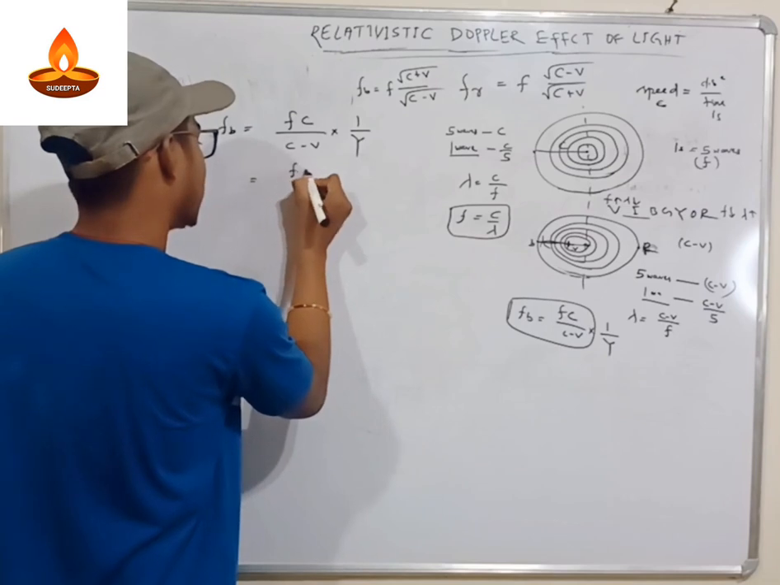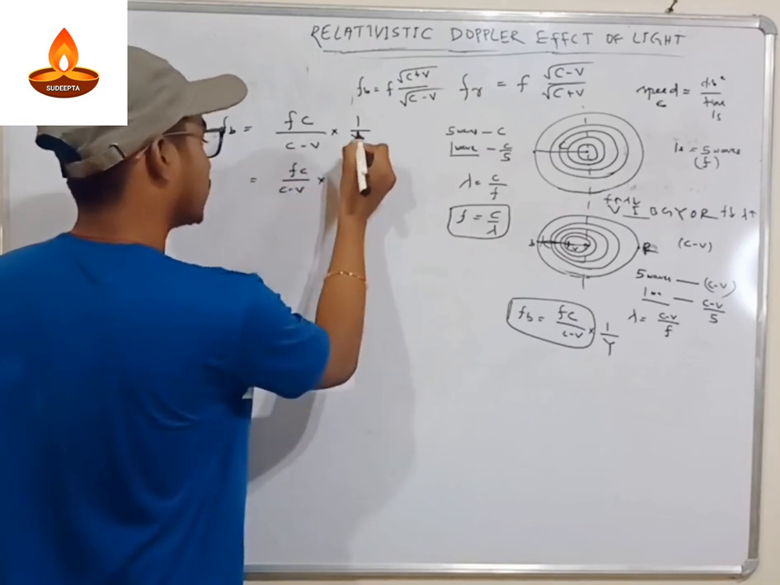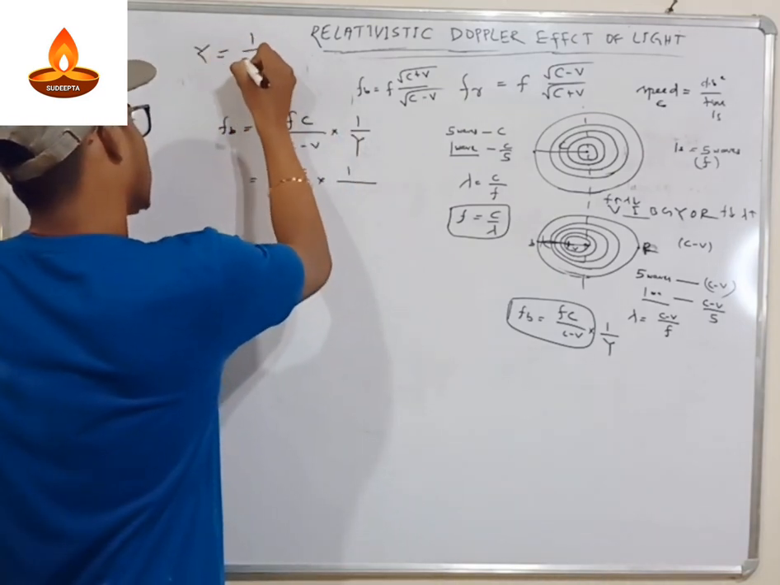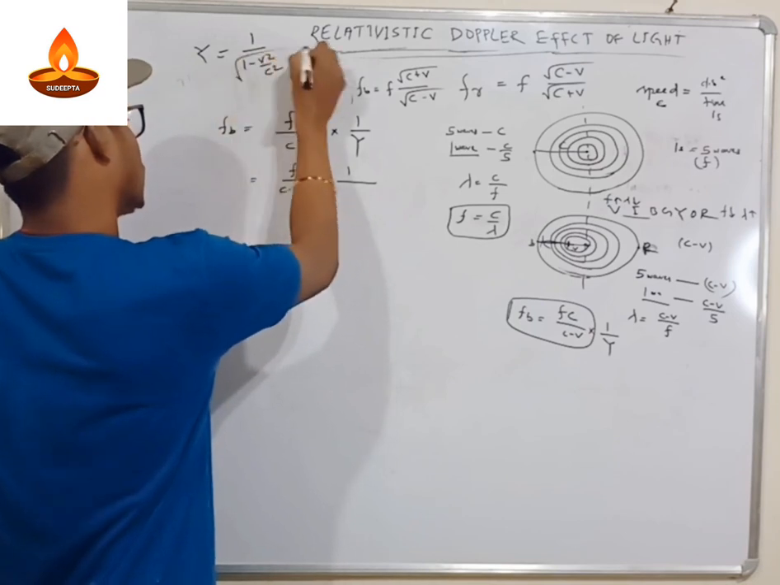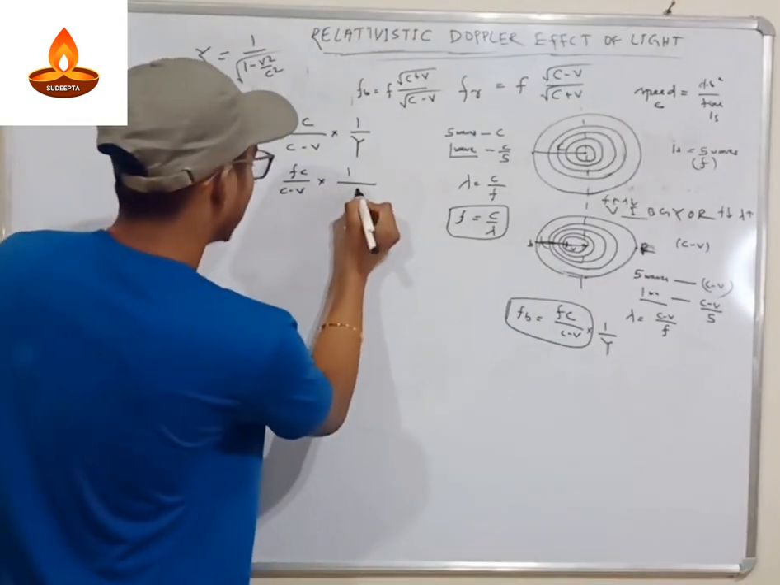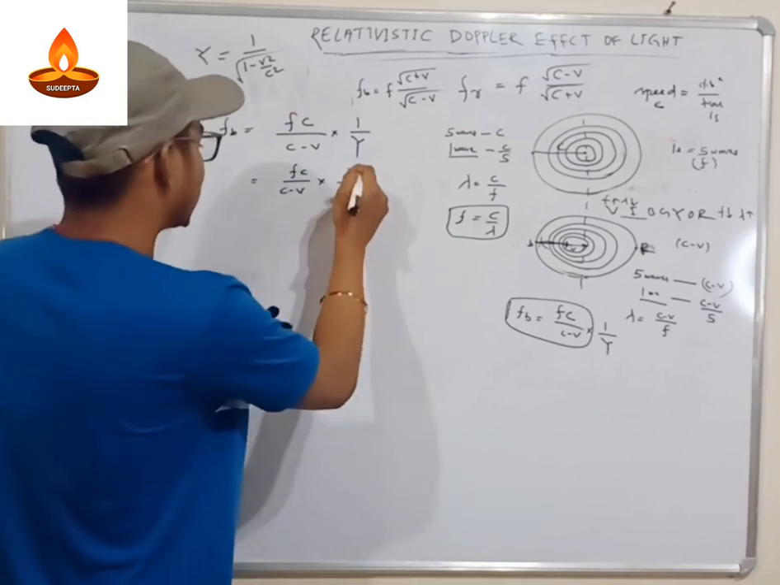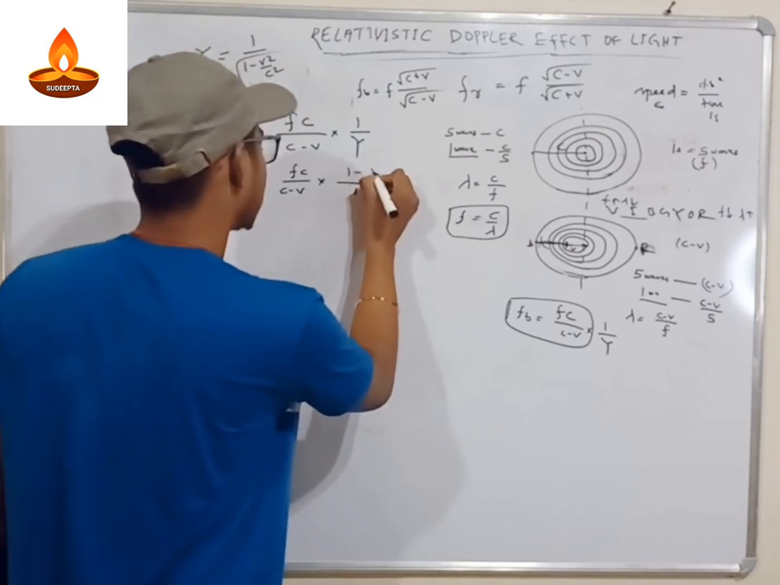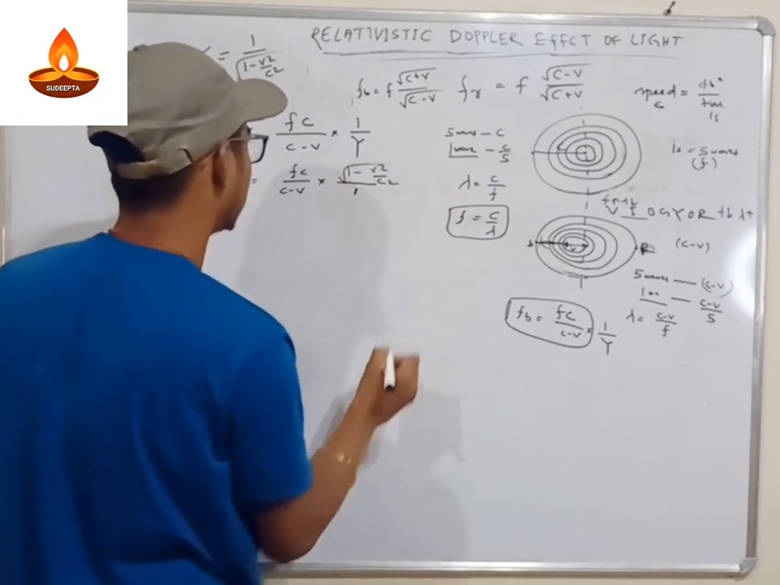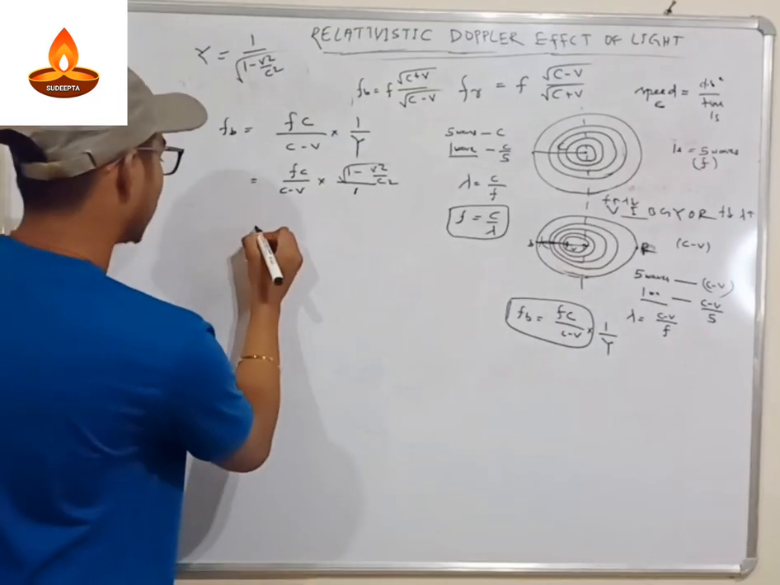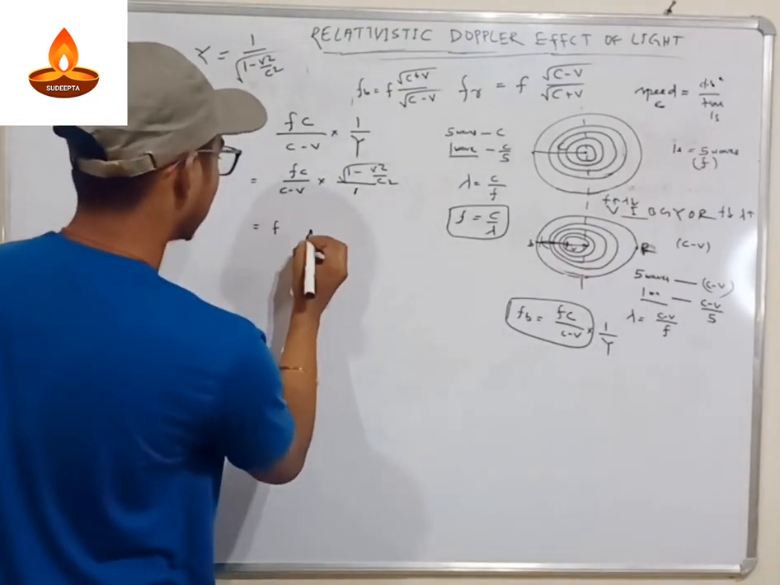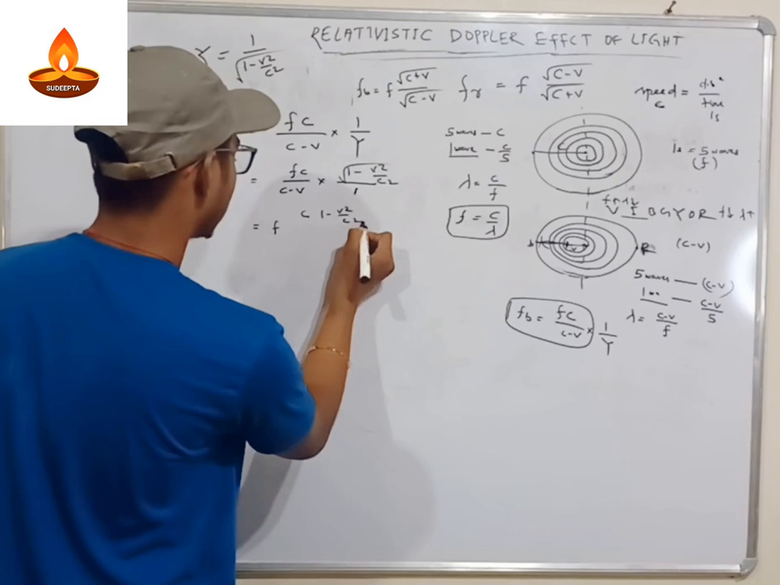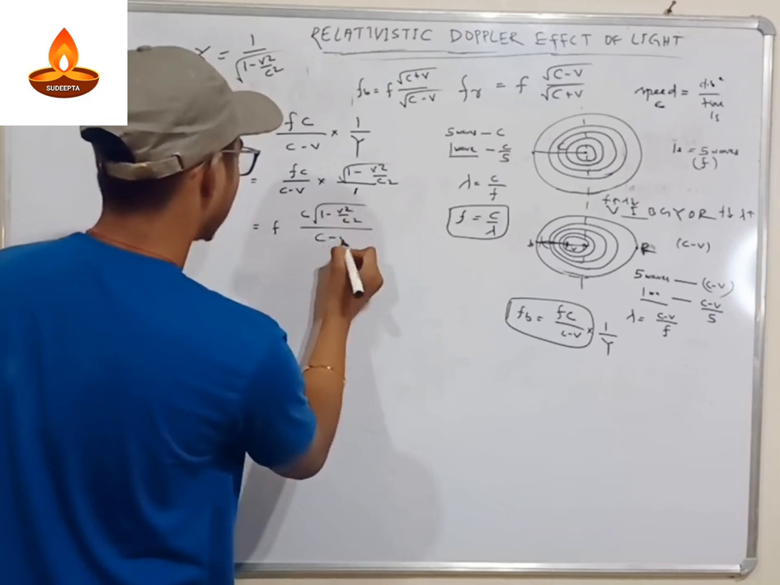That's equal to fc upon c minus b into what is 1 by gamma? 1 by gamma is equal to root over 1 minus b square upon c square. Okay, so it will be 1 by this much. That means it will go to the top side, 1 minus b square upon c square root over. Okay, so what we have with this is f, this is c into root over 1 minus b square upon c square, upon c minus b.